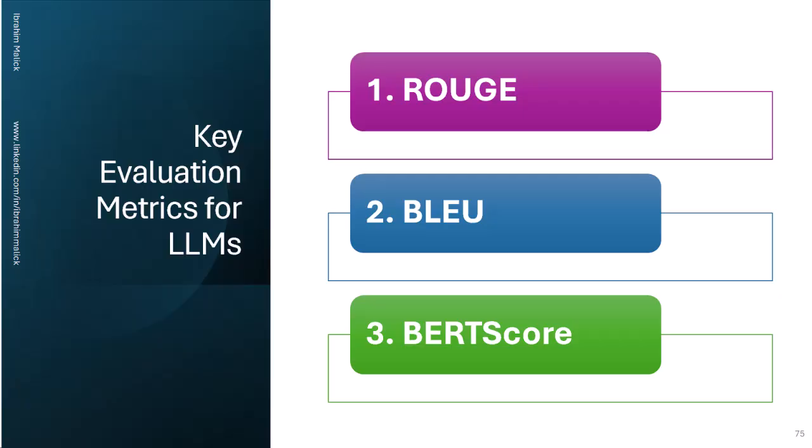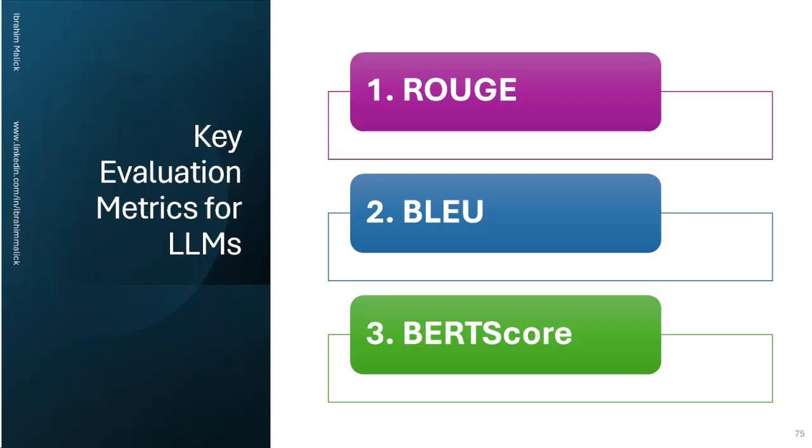And there are several variants of ROUGE. There is ROUGE-N, which measures n-gram overlap. For example, ROUGE-1 looks at single words, while ROUGE-2 examines pairs of consecutive words. If a generated summary contains many of the same words or phrases as the reference summary, it gets a higher ROUGE score.